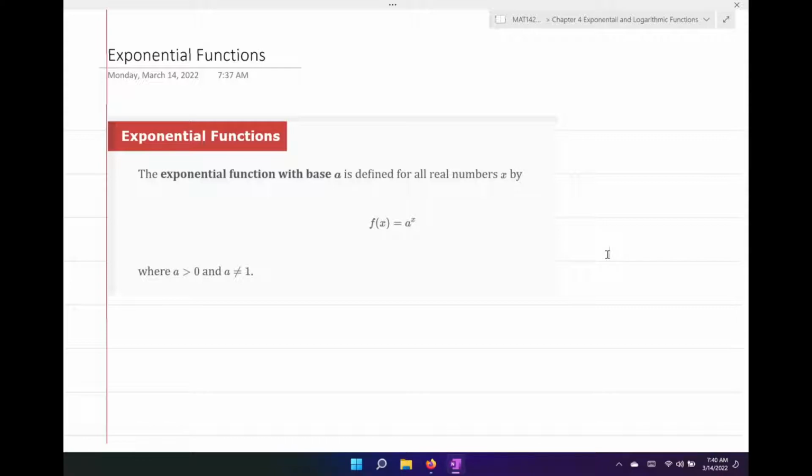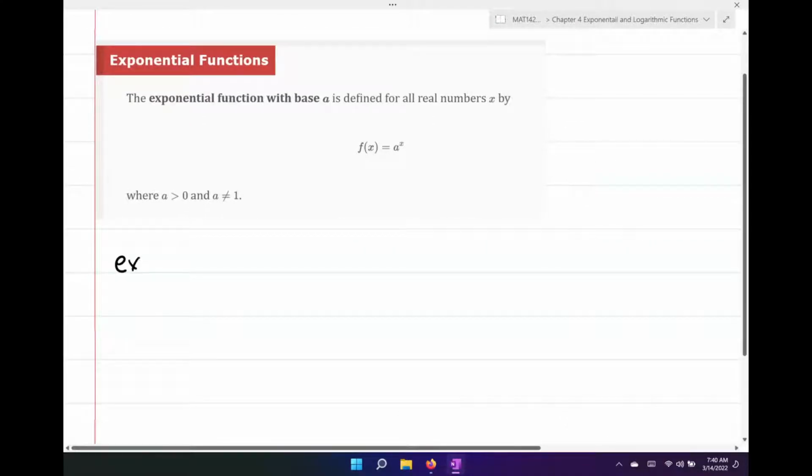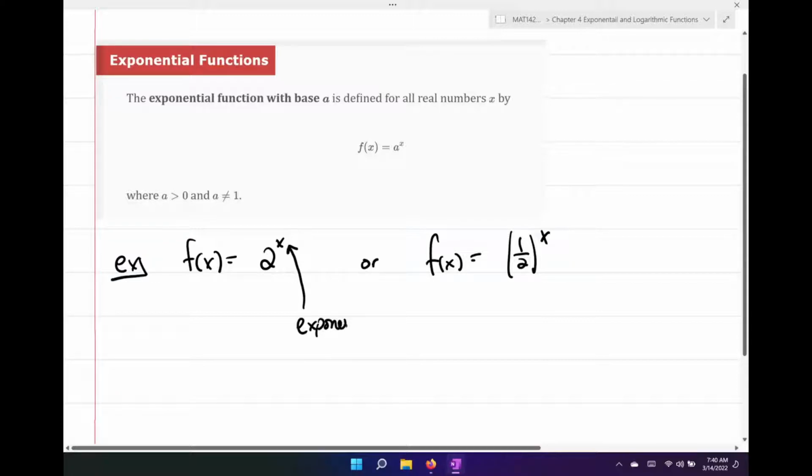Exponential functions have the form f of x equals a to the x, where a is going to be greater than 0 and a cannot equal 1. So an example would be something like f of x equals 2 to the x, or f of x equals 1/2 to the x. Both of these are called exponential functions, and what really makes them exponential is the fact that the variable is the exponent.